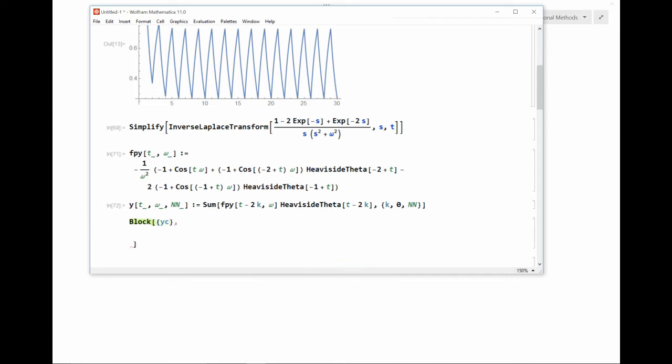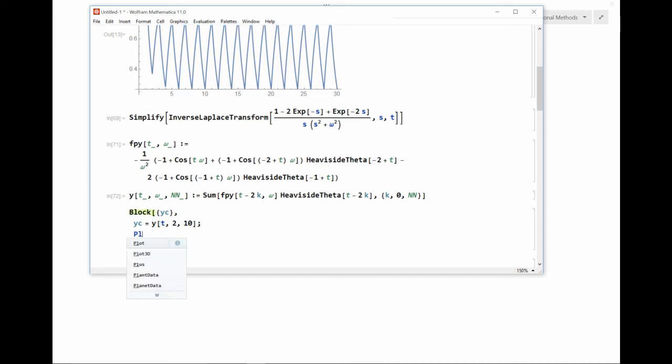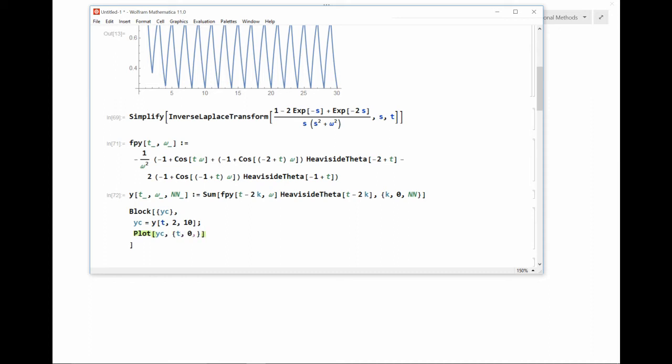I'm going to pre-compute the quantity yc. Let's say that the natural frequency of my system is 2. And let's add the first 10 terms. And let's plot the solution for t going from 0 to say 100.